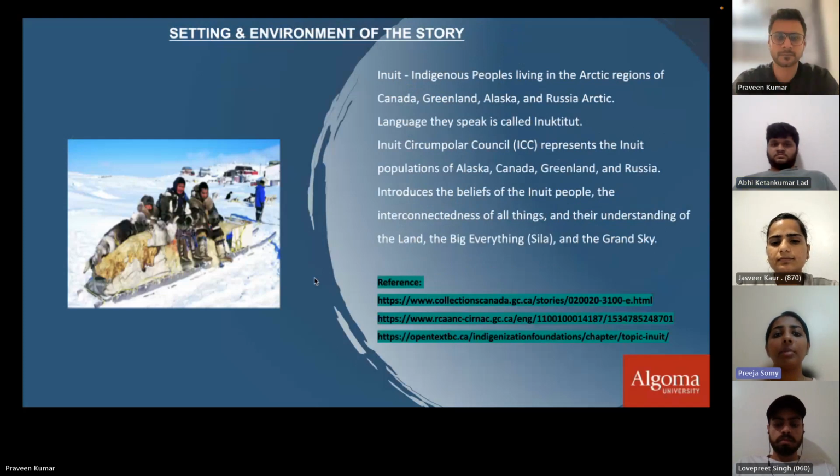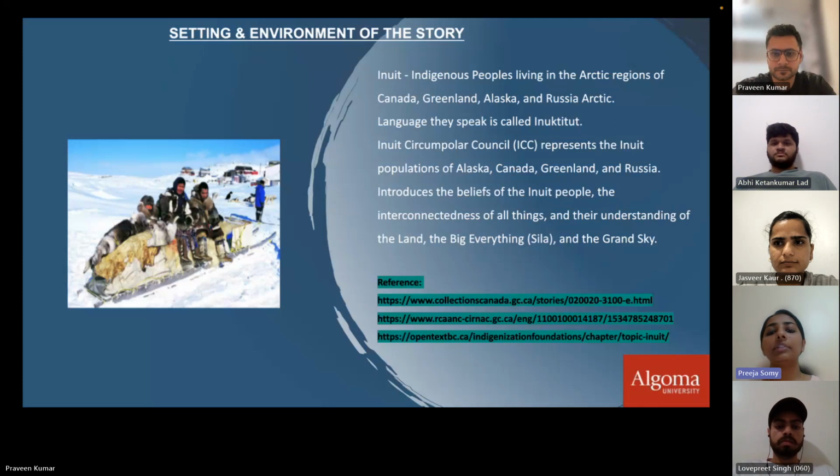So, coming to the setting and environment of the story, the Inuit are indigenous people living in the Arctic regions of Canada, Greenland, Alaska, and Russia. The name Inuit refers to a broad population of indigenous people from the Arctic. The language they speak is called Inuktitut. An international committee called the Inuit Circumpolar Council (ICC) represents the Inuit populations of Alaska, Canada, Greenland, and Russia. The story introduces the reader to the worldview and beliefs of the Inuit people. The text explores the philosophical and spiritual perspective on the natural world, the interconnectedness of all things, and their understanding of the land, the big everything, and the grand sky.